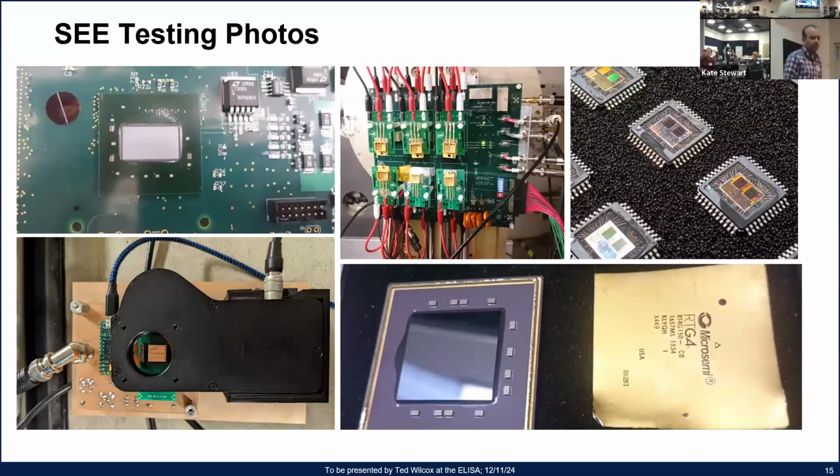So when we do our testing here, I'll just show a couple pictures to kind of break up the words. These are parts that have been prepared for single event effects testing. When we do this, we go to domestic cyclotron facilities. So we will sometimes take anything from a transistor level up to a single board computer and put it in front of a cyclotron and see what the effects are of the ionizing radiation.